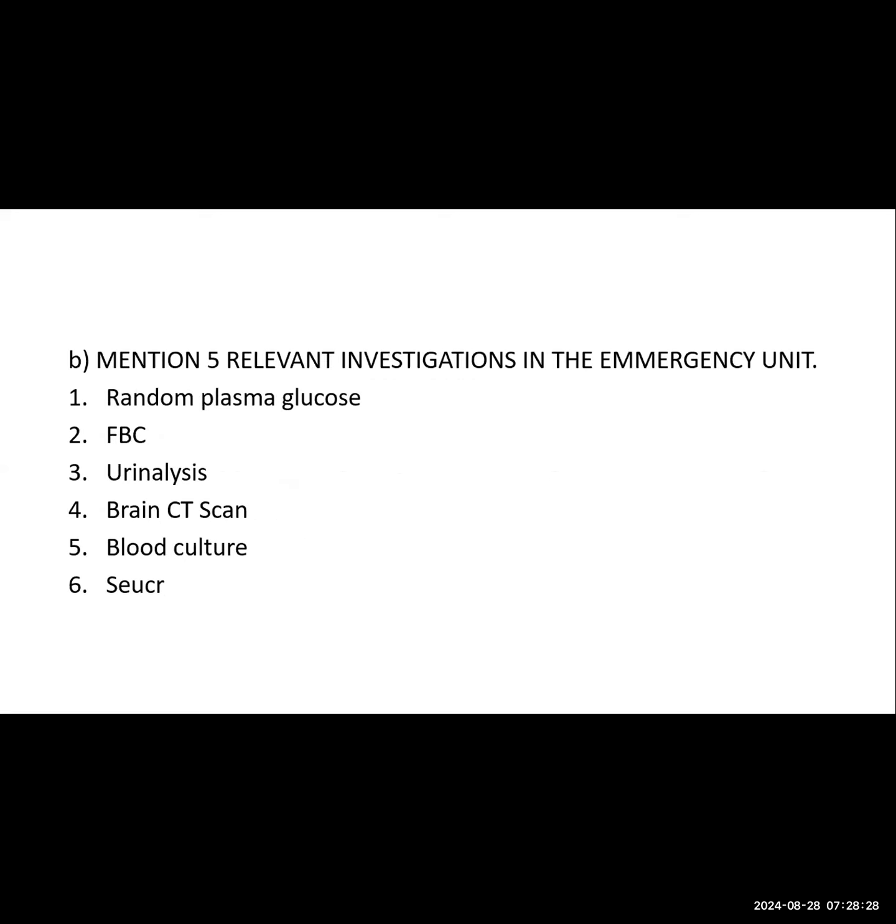B, mention 5 relevant investigations in the emergency unit. 1 would be a random plasma glucose, which would help to confirm one of my differentials of diabetic emergency. Full blood count is another investigation to be done. This will help to confirm if there's evidence of infection that could be a trigger to this diabetic emergency. 3, urinalysis. This will also help to find if there's any focus of the infection, and if there's diabetic emergency, to ascertain if a patient has significant ketone bodies in the urine.